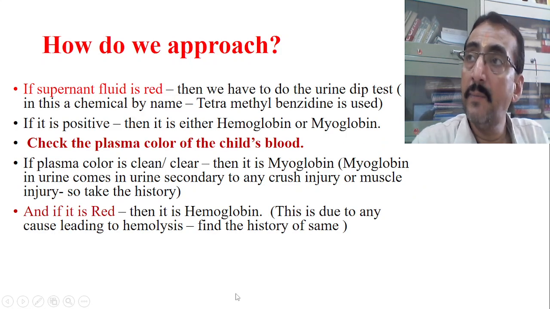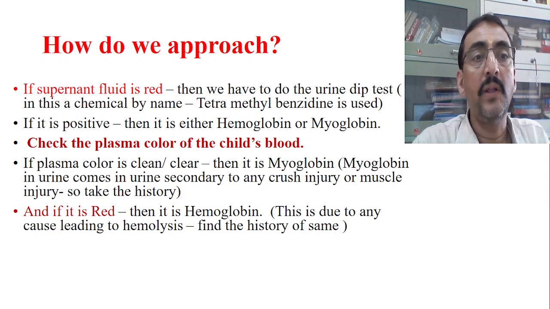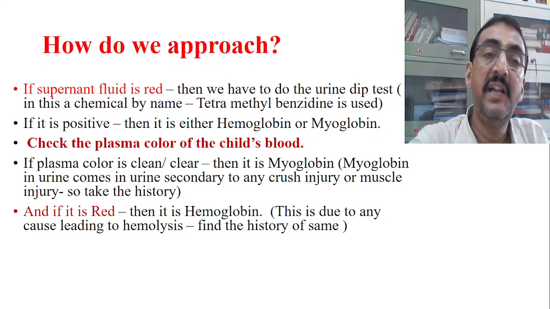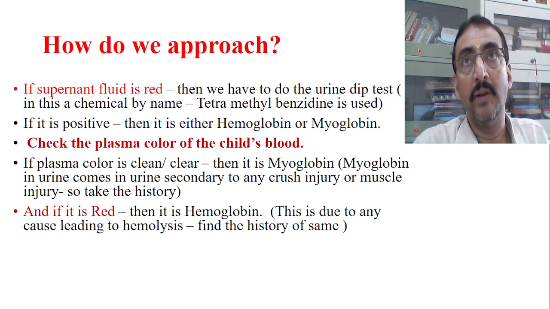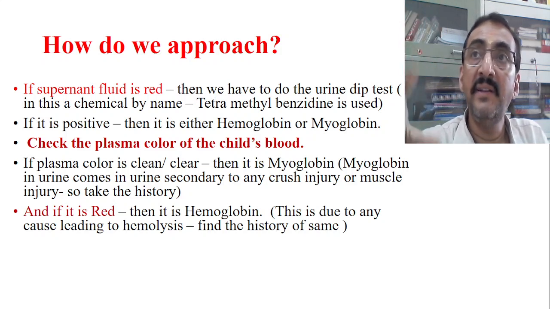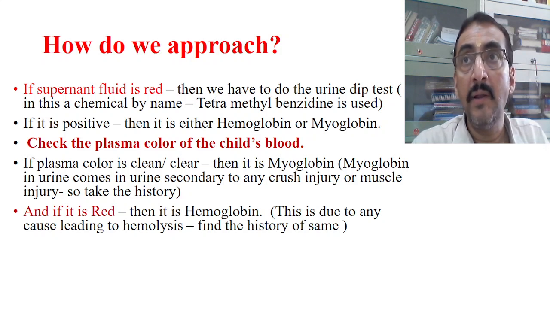Now, if the sediment portion is also clear, there is no problem. Now you have to take the supernatant fluid and do the urine dip test. In the dip test, we use a chemical called tetramethylbenzidine. So go for the dip test. When you go for the dip test, if it is positive, then either it is hemoglobin or myoglobin. See, RBC is different, hemoglobin is different, myoglobin is different, because hemoglobin is present inside the RBCs. Even hemoglobin can give the red color to the urine, RBCs can give the red color to the urine, and myoglobin can give the red color to the urine.